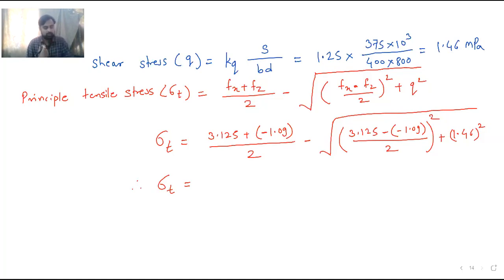Check the answer once again. I have solved this. I have got the answer minus 1.55. Okay, correct. 1.54, minus 1.54 is the correct answer. So minus 1.54 MPa. This is the correct answer.